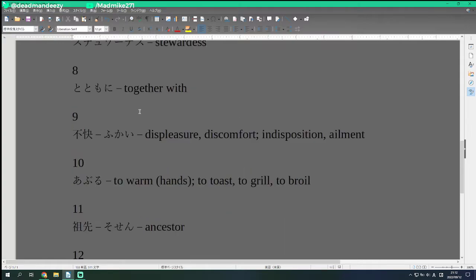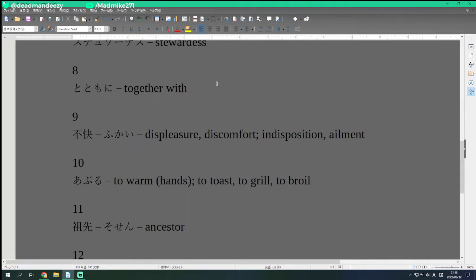Number 8 is a fun one with totomo. This is more of a grammar pattern than a word, but it's really x totomo ni y. So the preceding x, totomo ni, tomo is together, so together with is kind of a direct translation, but that's not how I would tell people you're translating. Totomo ni is together with y. X together with y.